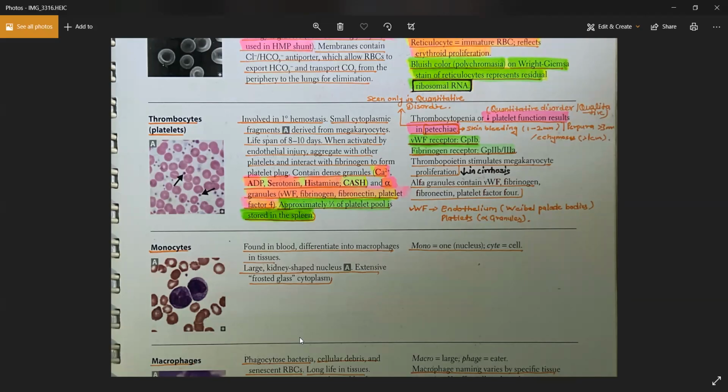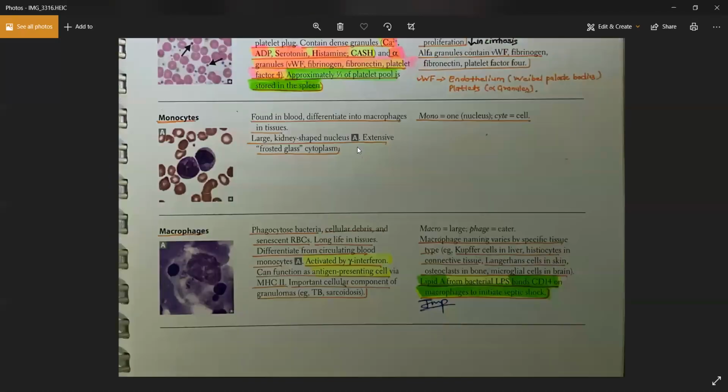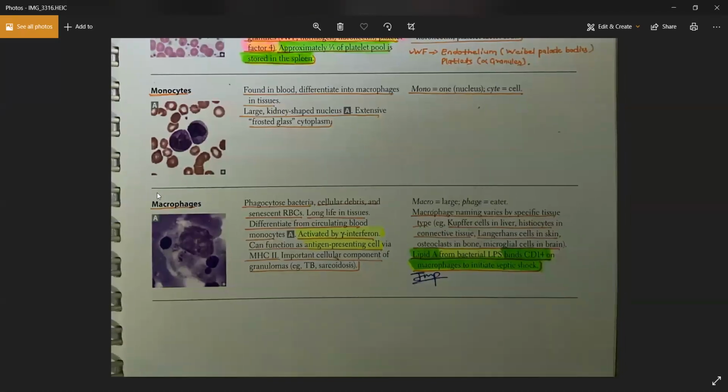No, thank you. Then the monocytes. Monocytes are nothing but the macrophages in the blood, right? And whenever these monocytes enter the tissues, they will become the macrophages. They have this giant kidney-shaped nucleus. As you can see, it has this curve-like structure. And that would be all about it. Important ones are the macrophages.